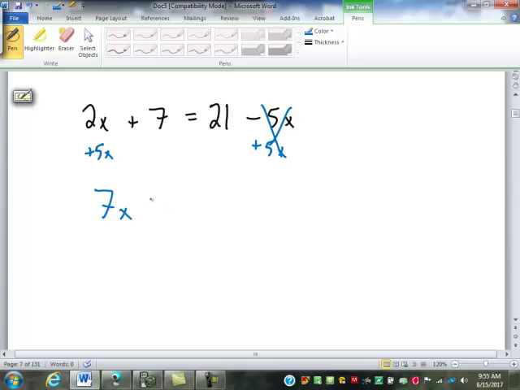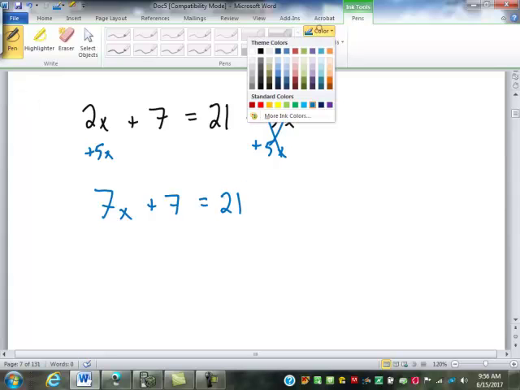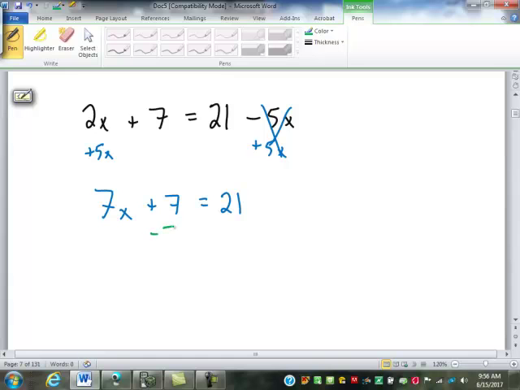7x plus 7 equals 21. And then subtract the 7. So 7x equals 14. And then divide by 7. X equals 2. Any questions?